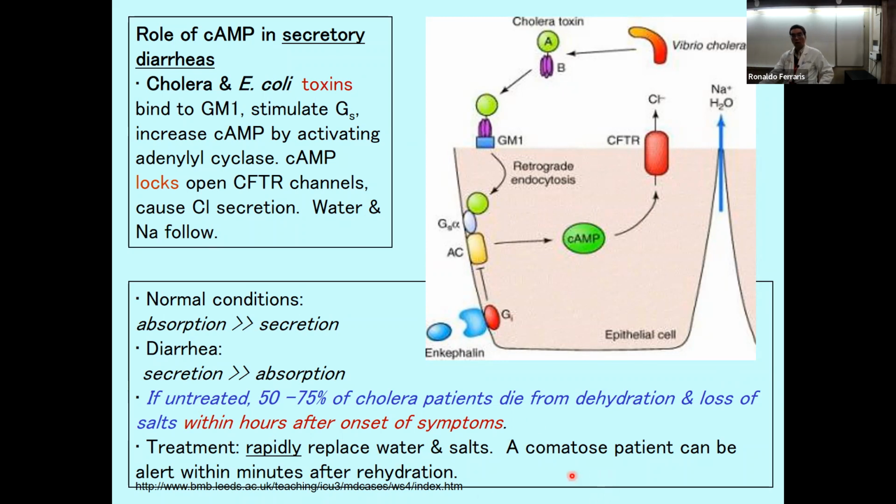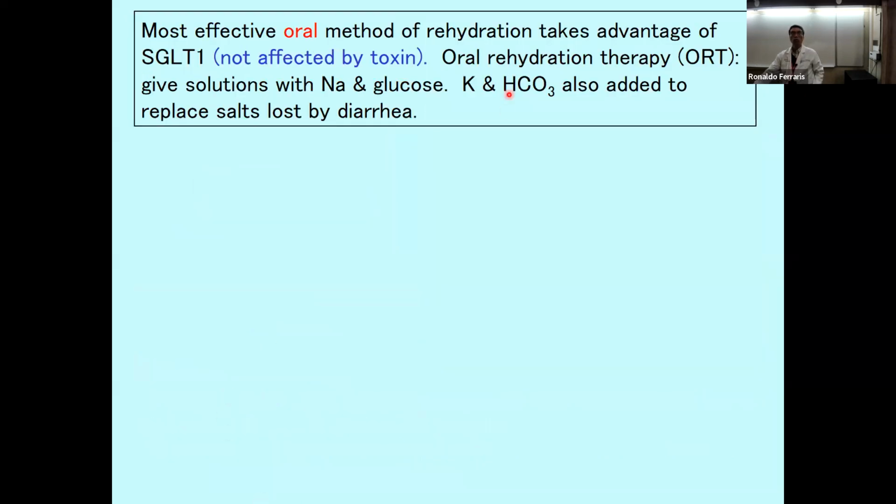Okay, so how do we treat this? What we do is we rapidly replace water and salts. This is actually the most popular way of addressing infectious diarrhea. And how do we do that? We do what we call oral rehydration therapy, or ORT. It takes advantage of the fact that SGLT1 doesn't care whether there is a toxin or not. It's there.